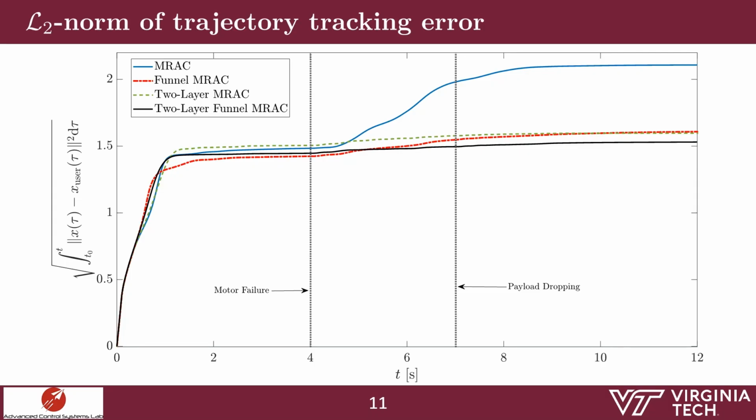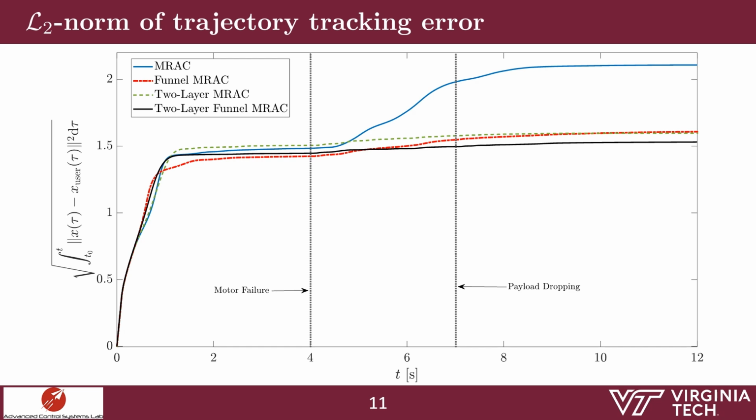Here we're showing the L2 norm of the trajectory tracking error, and as emerged from the video, MRAC controller in blue is much more prone to be affected by events such as motor failure and payload dropping, while funnel MRAC, shown in red, is much more resilient to those kinds of uncertainties and events.